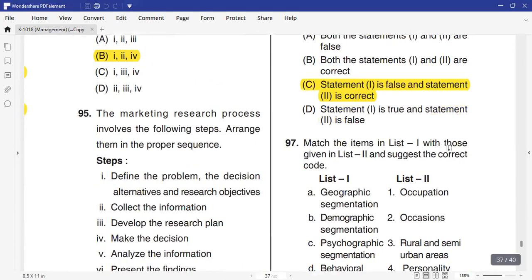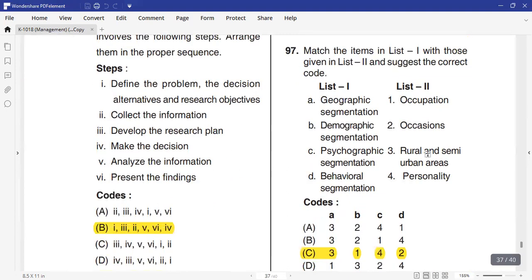95th question: the market research process involves the following steps. Arrange them in a proper sequence. The sequence is: the first one, define the problem, the decision alternatives, and research objectives.